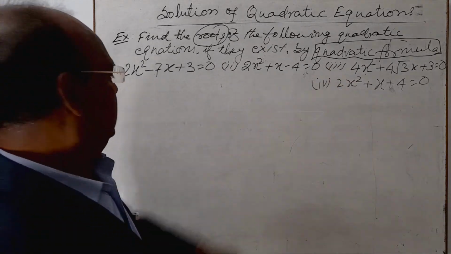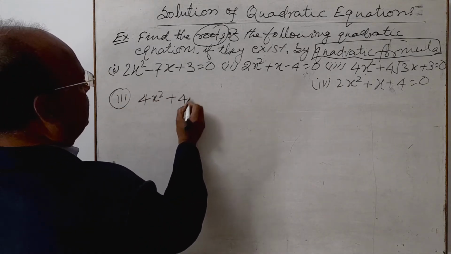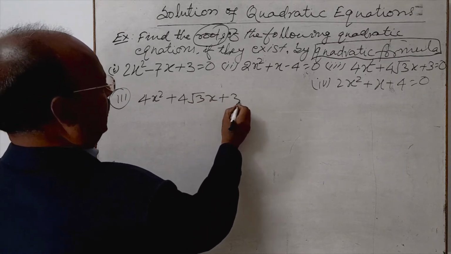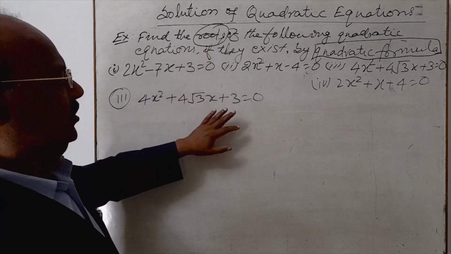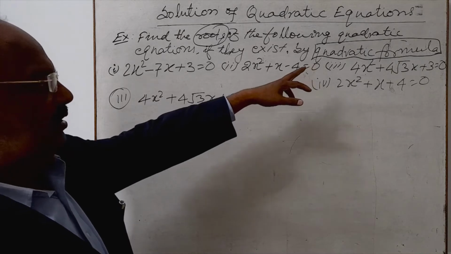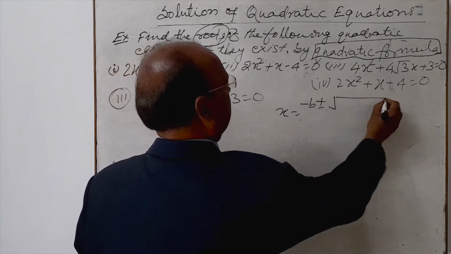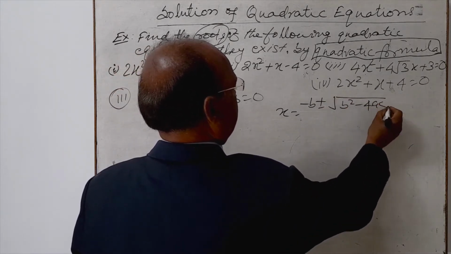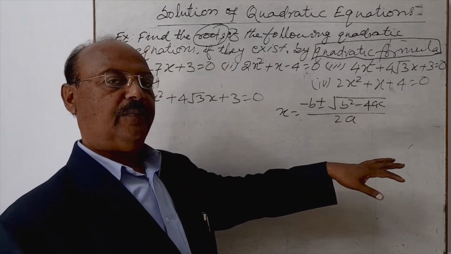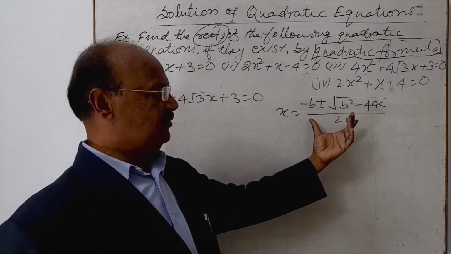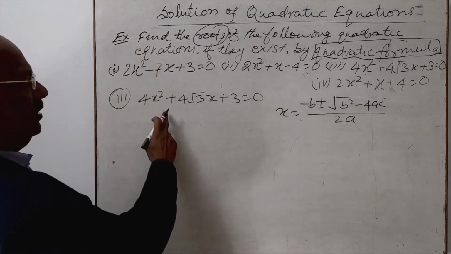Okay, now third question is here: 4x square plus 4 root 3 x plus 3 is equal to 0. You will find out the roots, the solutions of this quadratic equation by quadratic formula. And you know quadratic formula is x is equal to minus b plus minus root over b square minus 4ac divided by 2a. I am writing this formula again and again in every equation so that you could memorize it very easily. Correct?